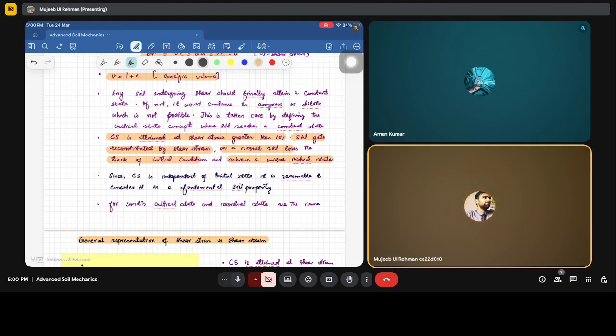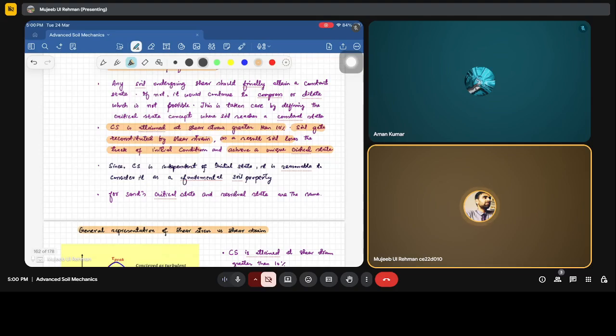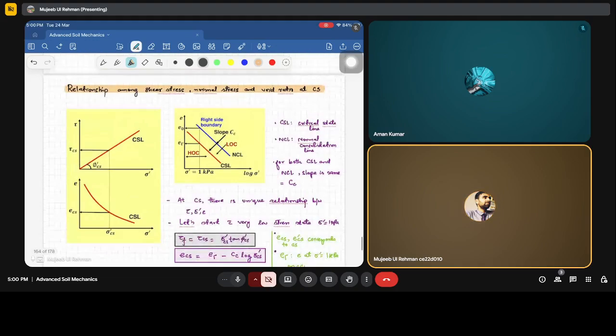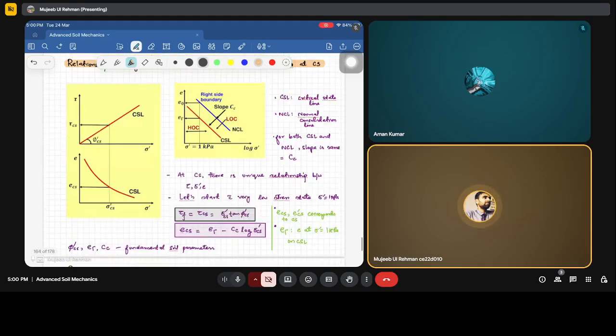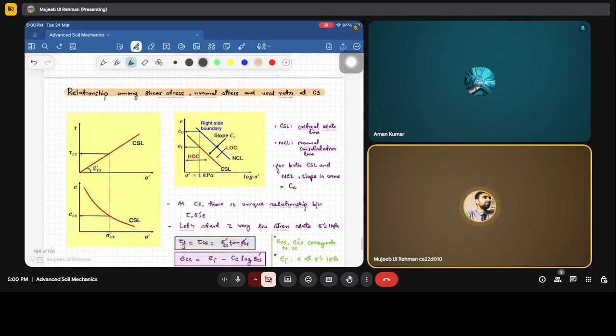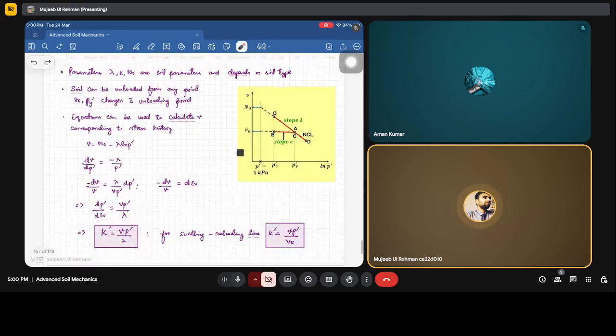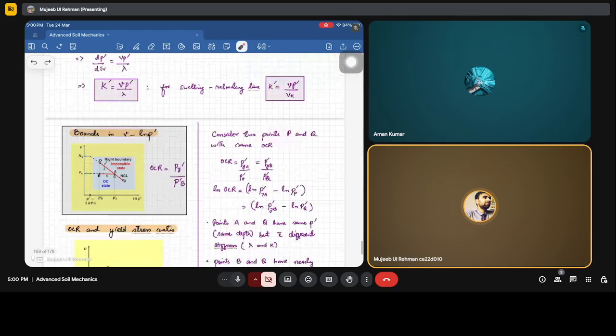So this critical state can be considered as a fundamental property of the soil. After that, we developed some relationships among the shear stress, normal stress, and void ratio, and also the relation between the shear stress, normal stress, and the specific volume. Then we saw equations for the volume change behavior in terms of the specific volume and the mean effective stress. After that, we developed the equation for the bulk modulus for the NCL and the unloading-reloading line.